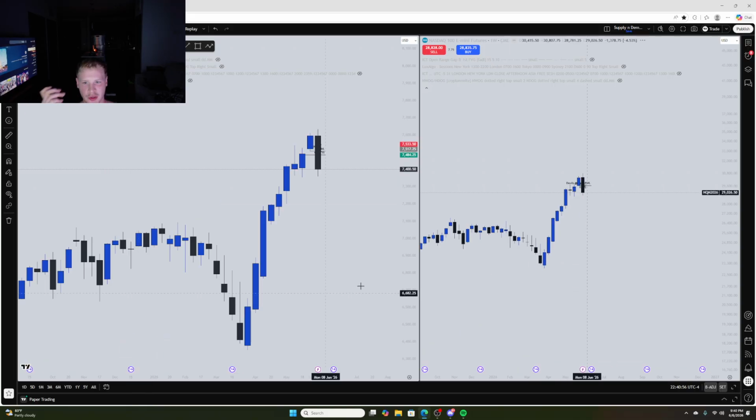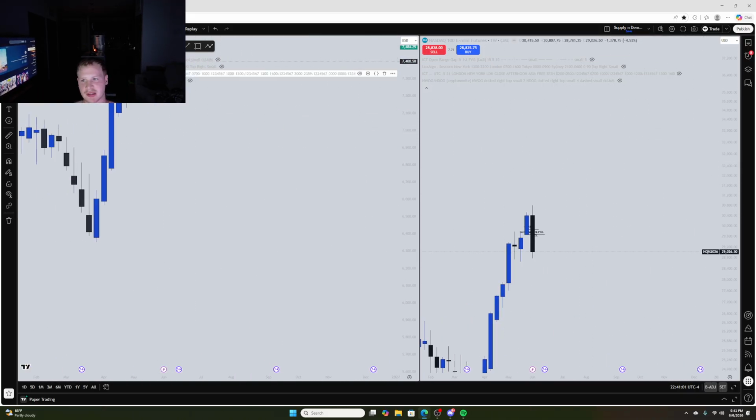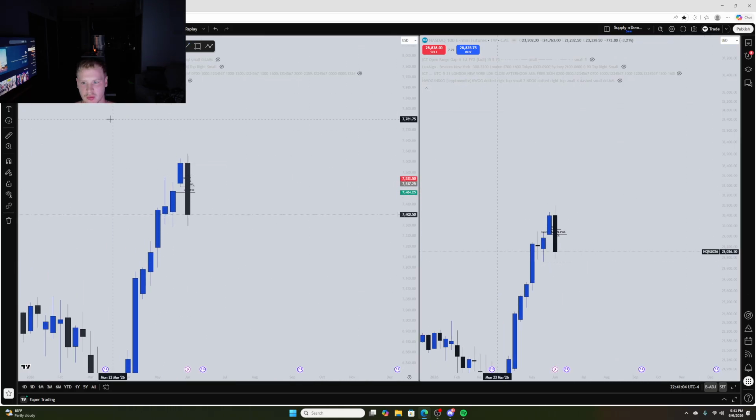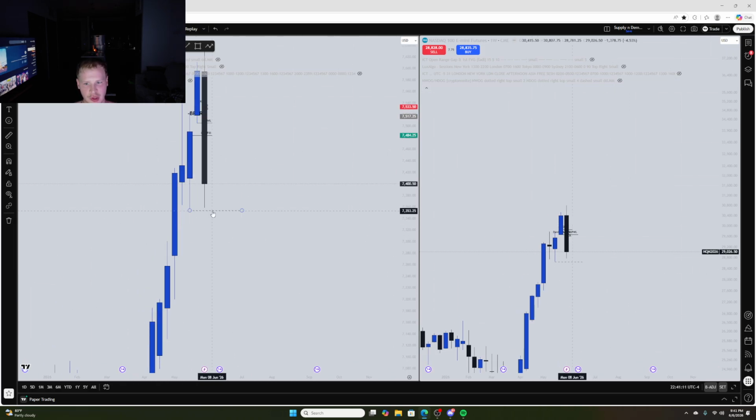So that's a possibility. Not saying that's going to happen, but what I do want to see is how we react from these weekly fair value gaps, right up in here. So going into next week, I'm looking at these lows. From here, ideally, you will be bullish, just because we're still inside the weekly fair value gap. You're bullish until proven otherwise.